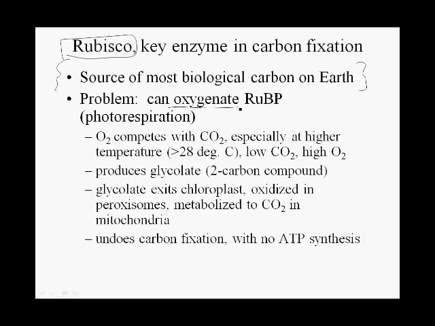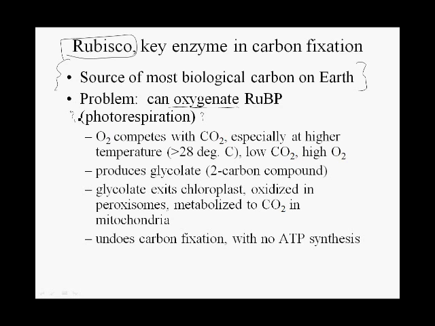It can actually oxygenate RuBP instead of carboxylating RuBP. This oxygenase activity of Rubisco is confusingly called photorespiration. So I'm not sure that you even want to remember that because it's kind of confusing, and I'll try not to say that on a test or in class. But if you run into the term photorespiration, it actually refers to the oxygenase activity of Rubisco.